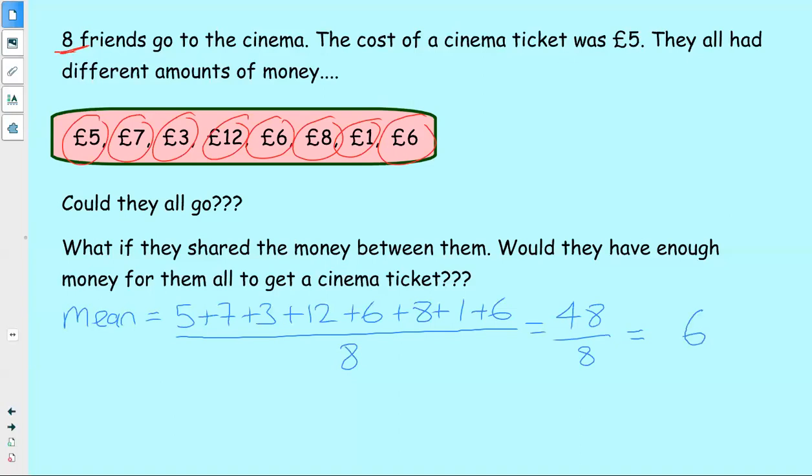So what does that answer mean? It means on average, if they added all the monies together and divided it by 8, they would have £6 each. So that means they would all be able to go to the cinema if they had £6 each. That is more than what the cinema ticket costs. So if they were all kind and they want to do that, they would all be able to go to the cinema. Okay, perfect. Right, let's move on.